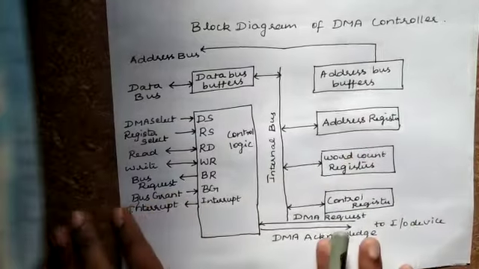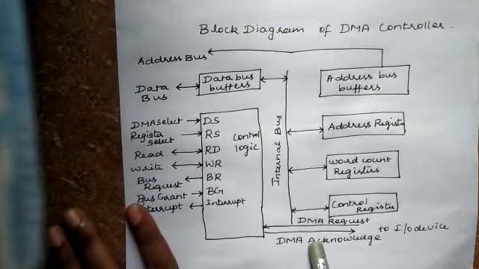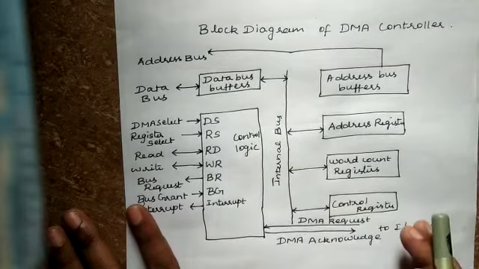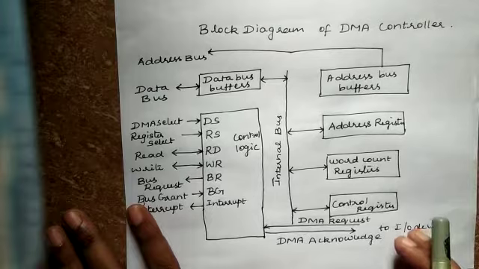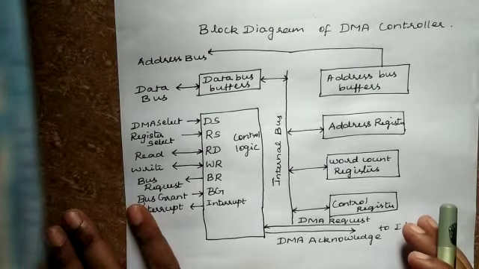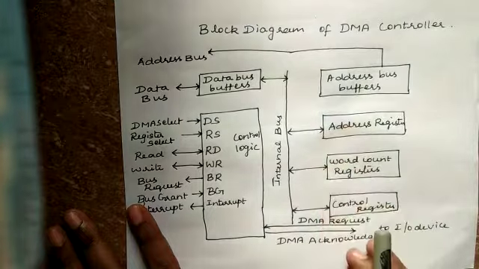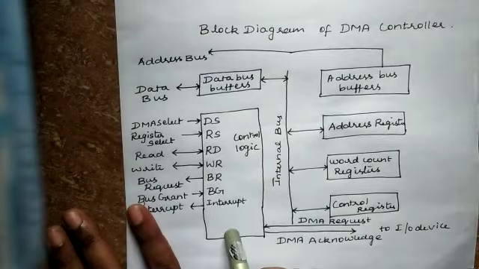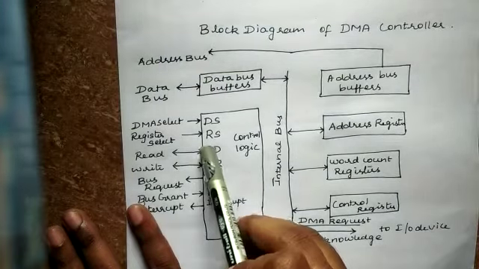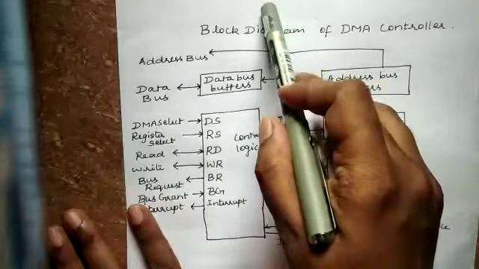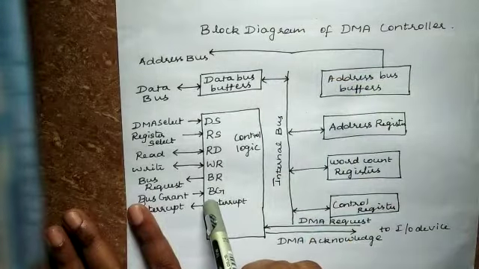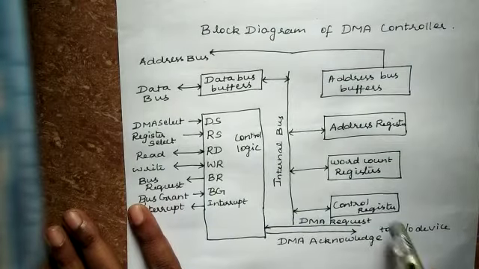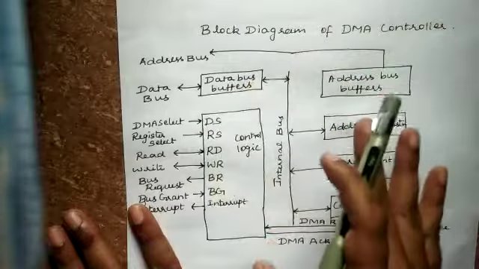When the value of the word count register is 0, we can understand that all the transfer operations have been done. So what is this DMA request and DMA acknowledge? As I told, this DMA controller is interconnected with IO devices, that is, peripheral devices. Whenever a peripheral device is ready to transfer data into the memory, it will send the DMA request to the DMA controller. When the DMA controller receives this request, it will send the bus request line to the CPU. When it receives the bus grant line from the CPU, it will send the DMA acknowledgement to the IO devices.